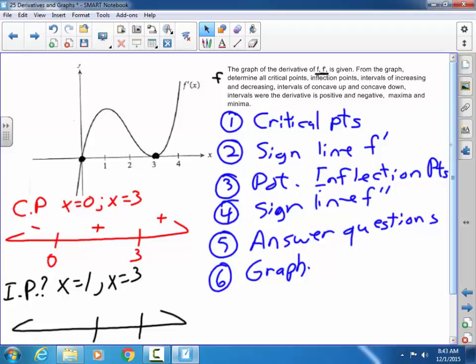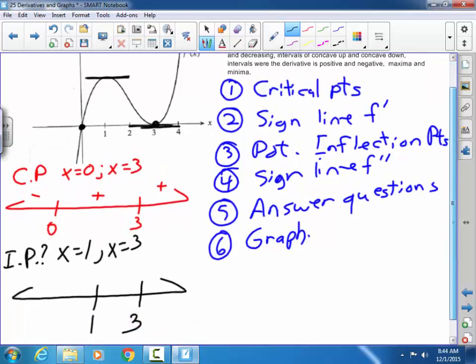Now, our possible inflection points are where the second derivative is 0. We can determine that by looking at the graph of f prime: where does it have a slope of 0, or where is its slope undefined? It has a slope of 0 at 1. It has a slope of 0 at 3. So we have those as possible inflection points.